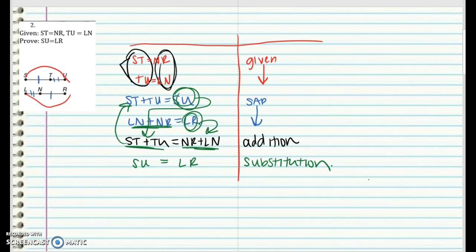Now there are other things you could have done for this proof. You could have just substituted NR in for ST and LN in for TU and substitute it again. There are several different options for this particular proof. Let me check yours if you think you're right and you're different than me.